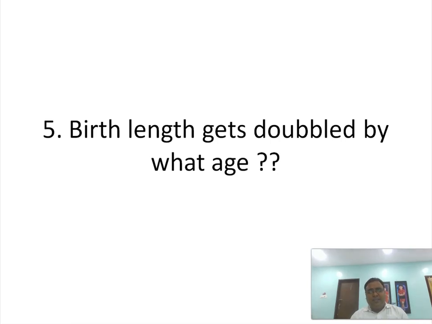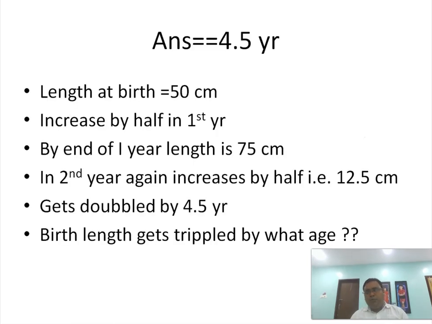Next, birth length. We have discussed weight. What about birth length? It gets doubled by what age? The answer is 4.5 years. As you know, at birth, the length is 50 centimeters. It increases by half in the first year. So in the first year, 50 plus 50 by 2, that is 25 centimeters, total 75 centimeters by the end of 1 year. Similarly, in the second year, another 25 by 2, another 12.5 centimeters. So by the end of the second year, the length would be around 85 to 90 centimeters.